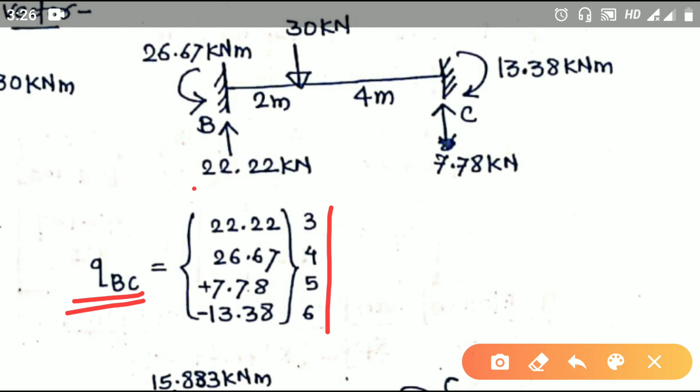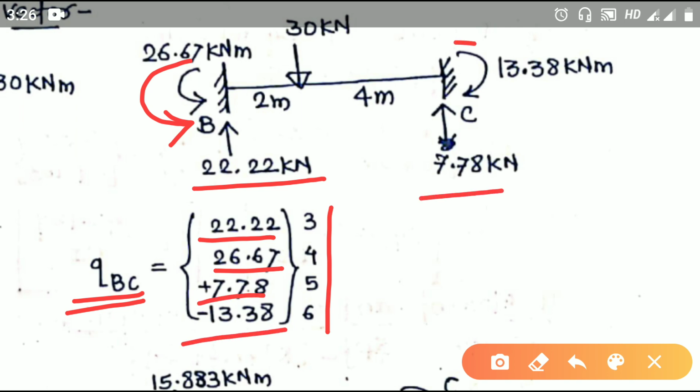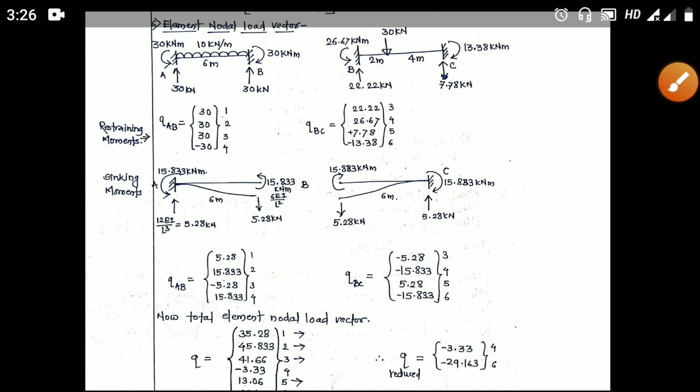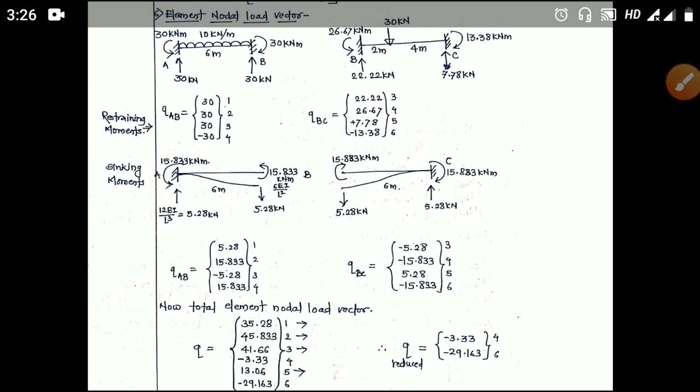So here, first the reaction 22.22, then the moment at the first support, that is anti-clockwise 26.67, then next is the reaction at the next support B, 7.78, and next is the clockwise moment, minus 13.38. So this way, the elemental nodal load vector for the restraining moment is completed.